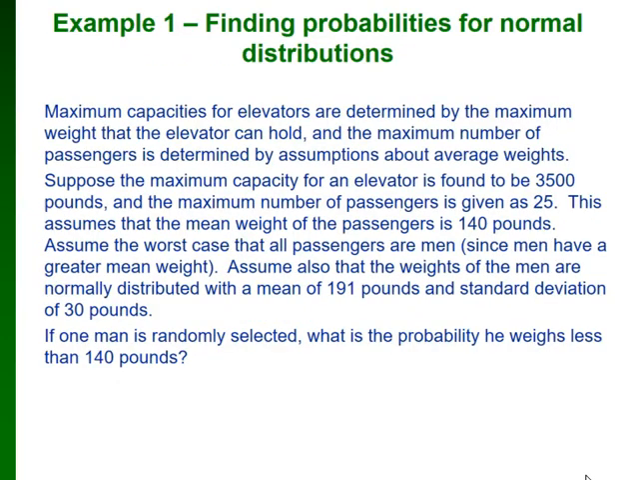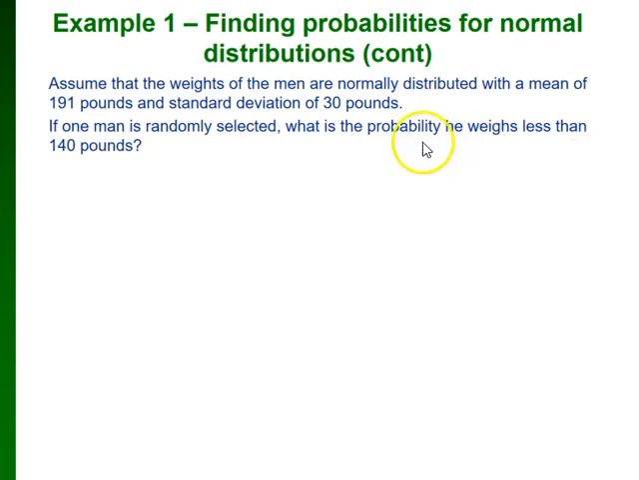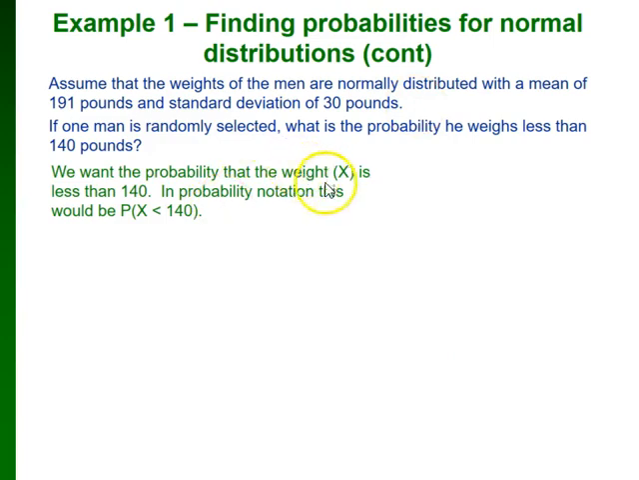Here's an example. Our basic problem is to find the probability that a randomly selected man weighs less than 140 pounds if we assume that the weights of men are normally distributed with a mean of 191 pounds and a standard deviation of 30 pounds. We're trying to find the probability that the weight, we're going to call that x, is less than 140. In probability notation, it would look like this. We'd have P(x < 140).